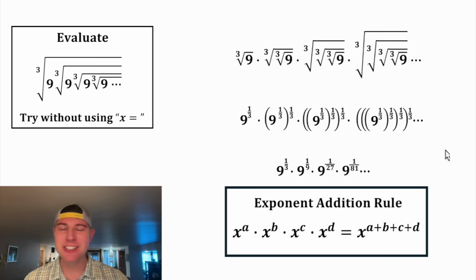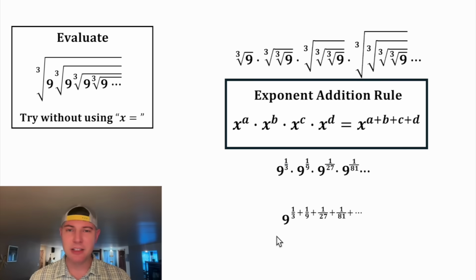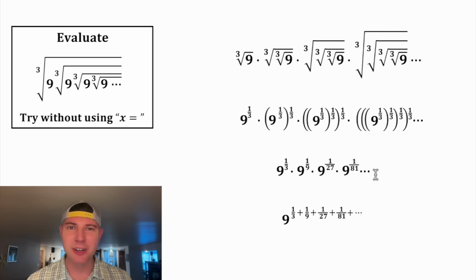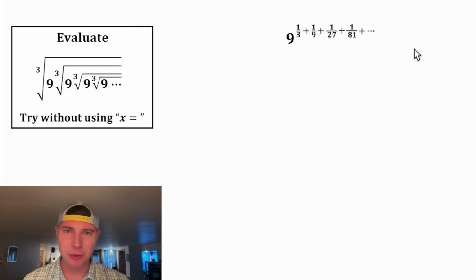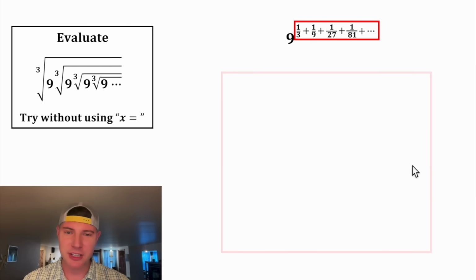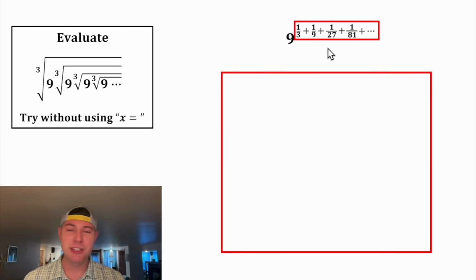And then using these notes, anytime you have x to the a times x to the b times x to the c times x to the d, you can just add those exponents. So this is going to be 9 to the power of the quantity 1/3 plus 1/9 plus 1/27 plus 1 over 81 going on forever. And now we can evaluate this exponent. Let's put it in a red box and let's do our work in a red box. This is called a geometric series. Each term is exactly 1/3 times the term before it.